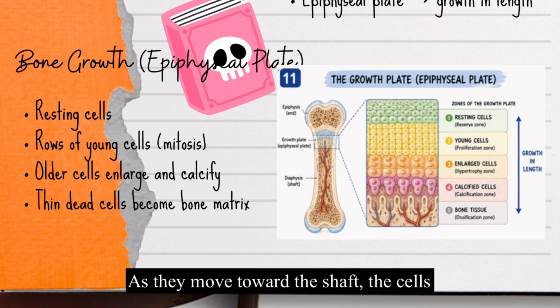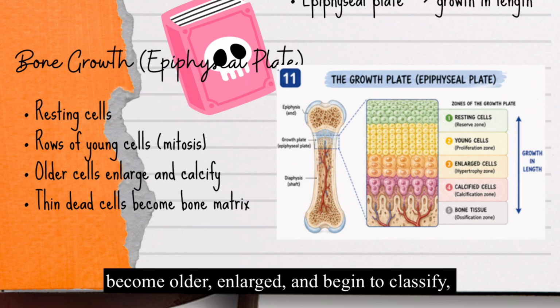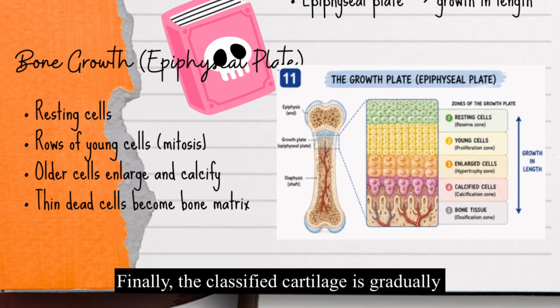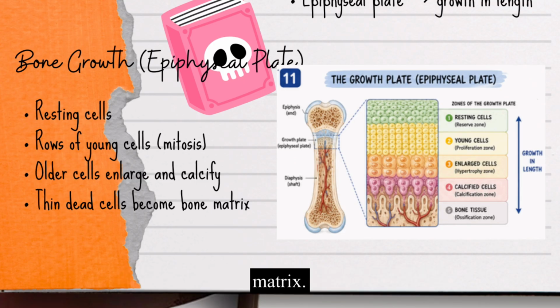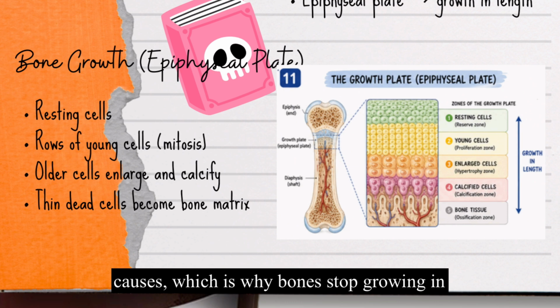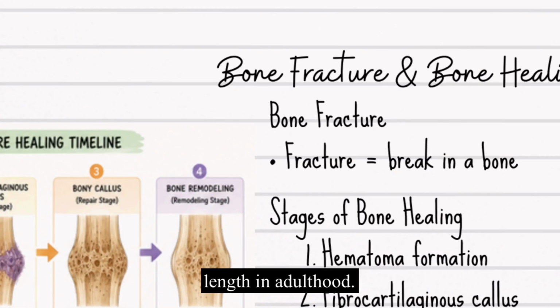As they move toward the shaft, the cells become older and larger and begin to calcify, meaning minerals are deposited into them. Finally, the calcified cartilage is gradually replaced by bone tissue, forming new bone matrix. This process continues until the growth plate closes, which is why bones stop growing in length in adulthood.